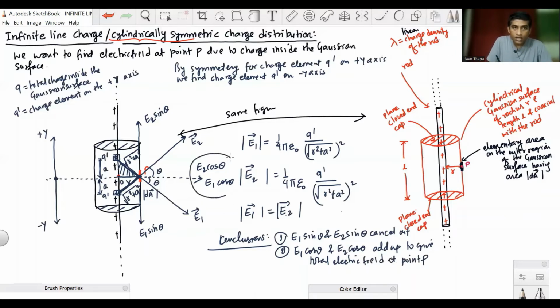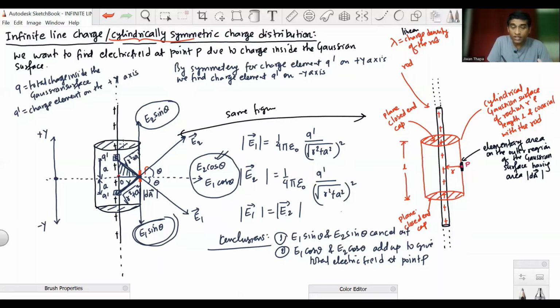So the radial component, we can see E2 cos theta and E1 cos theta, they are acting radially outward. So what conclusion can we draw is that for every pair of charged element, the sin component cancels out, and the cos component adds up to give the total electric field. If you look into this figure, E1 sin theta and E2 sin theta are parallel to the curved surface, and the component which is parallel to the curved surface cancels out.